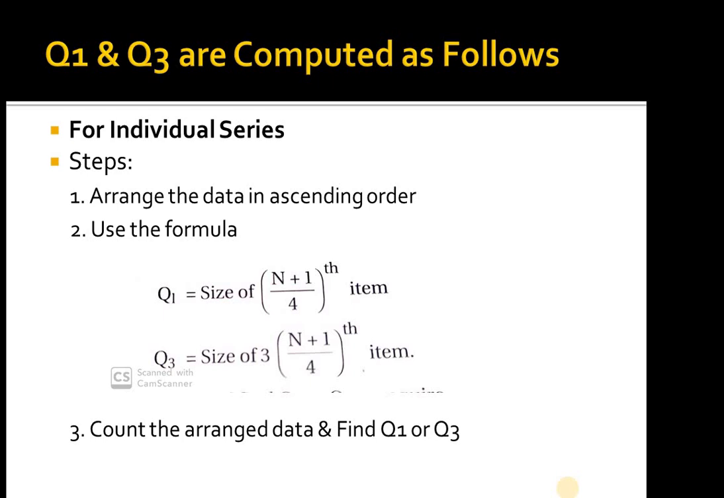So we have solved problems, and we discussed the formula for Q1 and Q3. As in the median, we have steps to follow. First, we need to arrange the given data in ascending order. Then we use the formula: the size of (n plus 1) by 4 for Q1, the size of 3 into (n plus 1) by 4 item for Q3. For the median we calculate (n plus 1) by 2, but here it's (n plus 1) by 4. Once we find this nth term, we find that number in the arranged series, and that is Q1 or Q3.